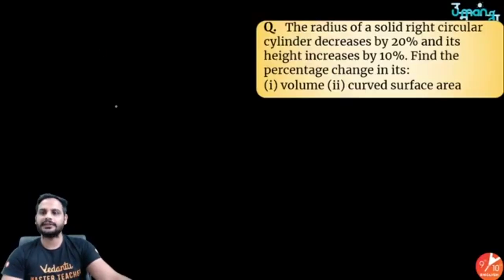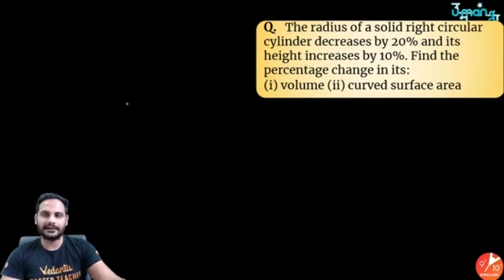Next question. The radius of a solid right circular cylinder decreases by 20% and its height increases by 10%. Find the percentage change in its area.